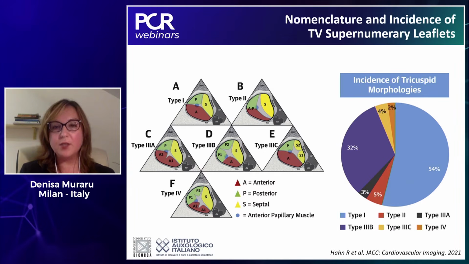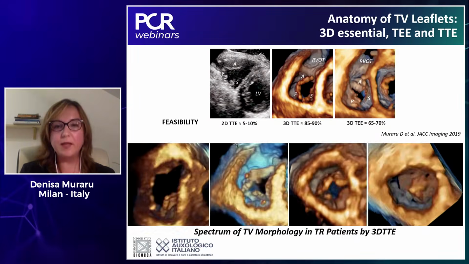This was nicely shown recently by Becky Hahn and co-workers, who, after applying 3D and transgastric views consecutively in patients with TR, saw that actually 46% of the patients do not have a 3-leaflet valve, and actually there are many patients that have 4 leaflets. This has significant implication, of course.